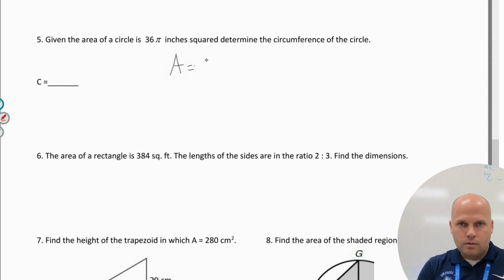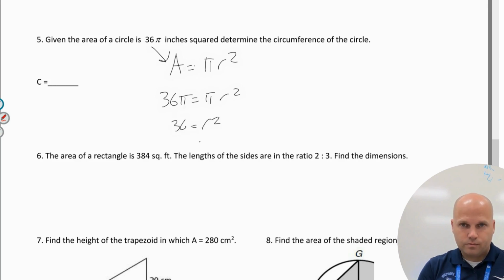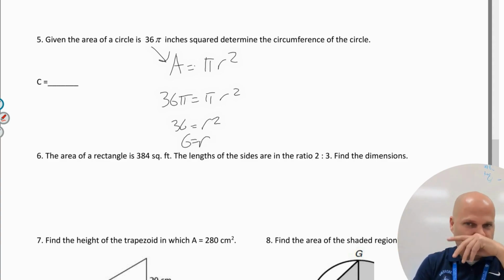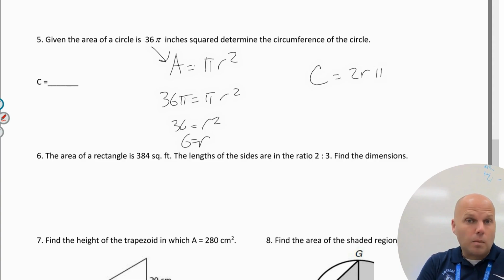Area is pi r squared. Many of you can just figure out that r must be 6. You want to solve an equation, divide by pi, square root. You should be considering plus or minus. We're talking about objects, which is why we only want positive answers. And then circumference would be 2r pi, 12 pi.